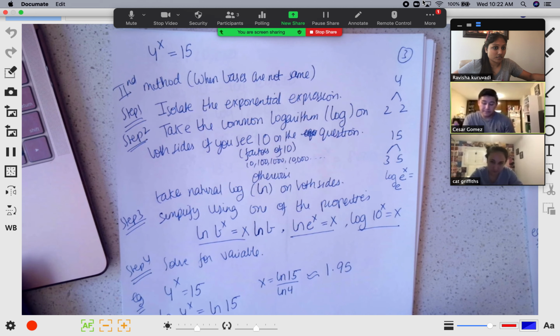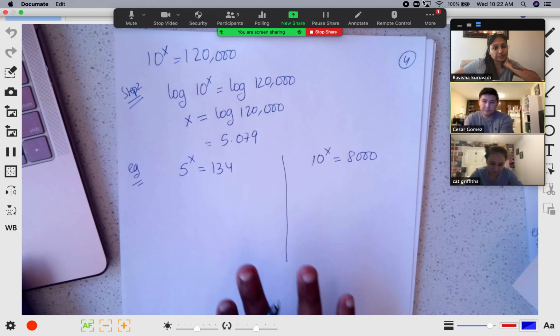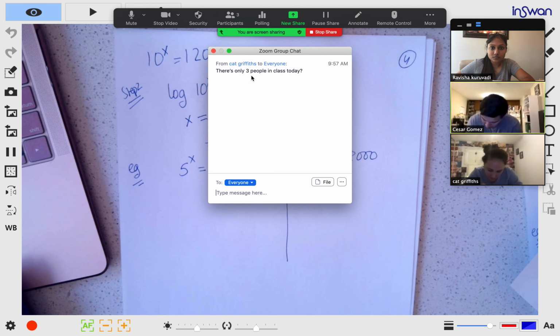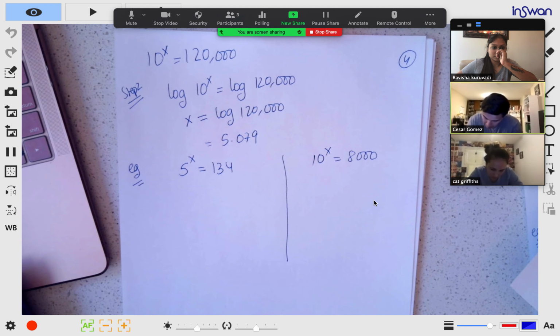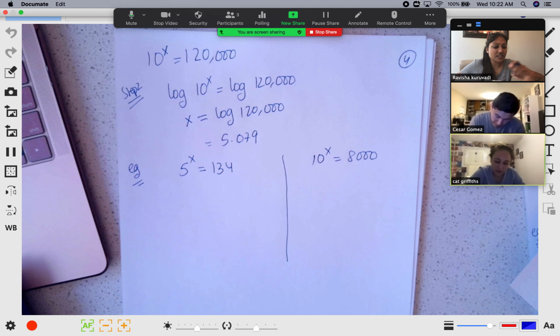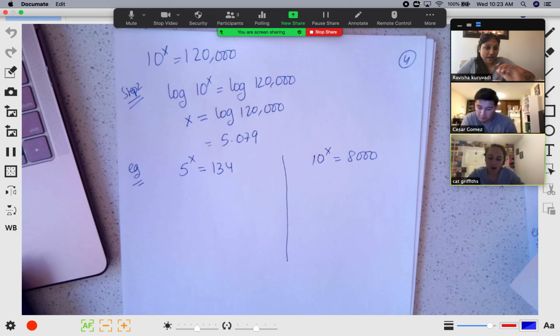Done, Caesar? Okay. So try these two problems, both of you. Quick question. What does the b equal? B could be any number, like 5, 6, 10,000. And e is just a number which is 2 point something, but you don't need to know. It is a special kind of number. So the first property we would use is ln b^x equals x ln b.